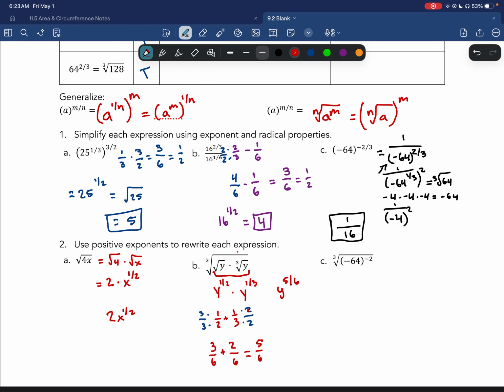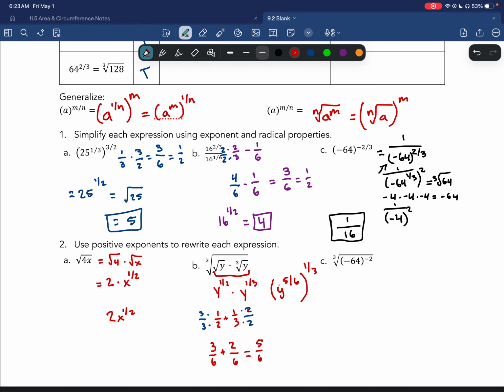Then we have the cubed root on the outside. Instead of writing the cubed root, I'm going to put parentheses around this. And instead of a cubed root, it is to the power of 1/3, right? Because we can rewrite roots like that.